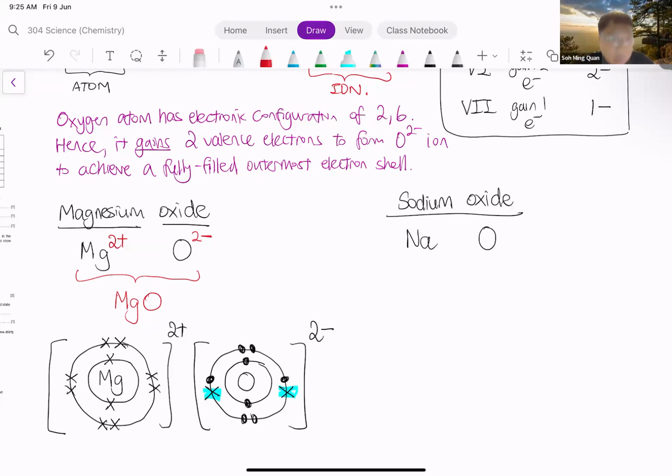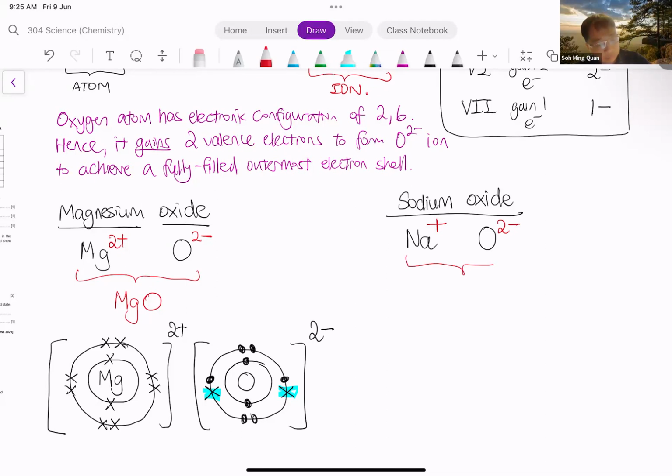Sodium is in group number 1. So sodium being in group 1 has 1 valence electron. So it will lose 1 electron to form Na plus. So the charge on the sodium ion is 1 plus. Then once you have established sodium is Na plus, you go to oxide, that's 2 minus. So immediately you realize this is not the same as magnesium oxide because the charges are not balanced. Sodium is only 1 plus, whereas oxide is doubly negative, 2 minus.